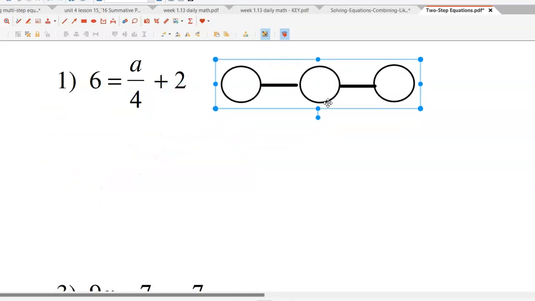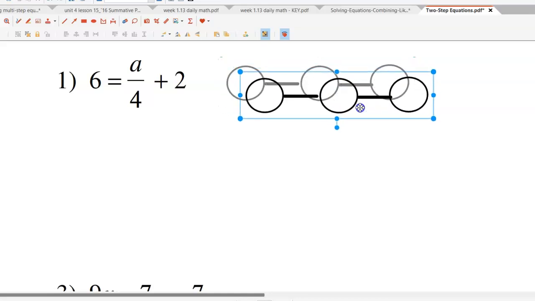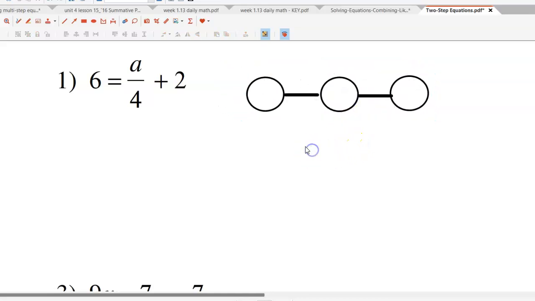All right. I wanted to show a model, like a diagram, to help visualize how we can solve two-step equations. When we're working with two-step equations, we are predominantly going to be working with inverse operations. Sometimes it's hard to see what step to do first.